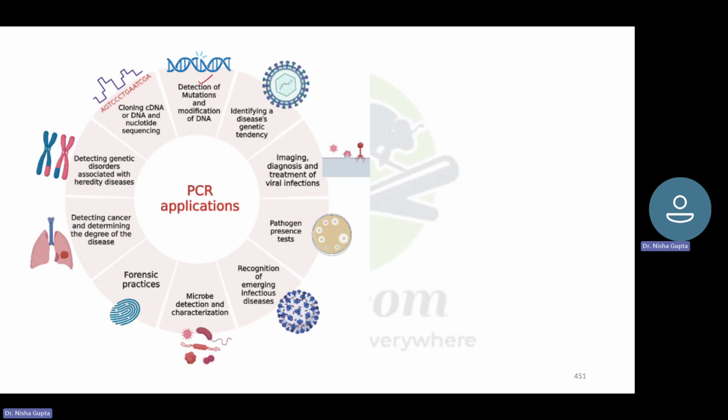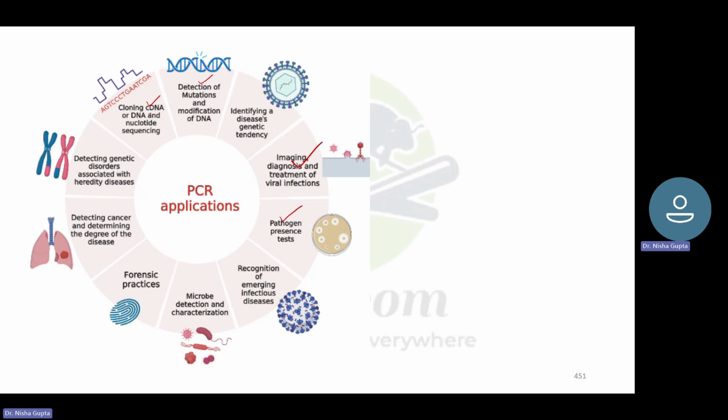So it can detect mutations and modification of the DNA, right, by designing primers. Like if you are using wild type primer and if it is not amplified, it means there are certain mutations in your gene of interest. You can identify different diseases, be it a viral disease, fungi based disease, bacterial disease. So it can also detect pathogen in the sample, right, by specificity.